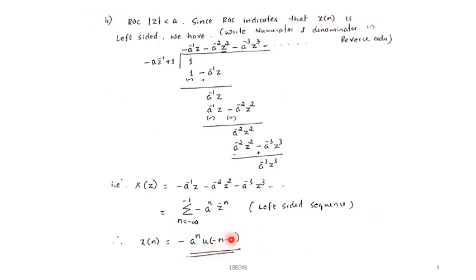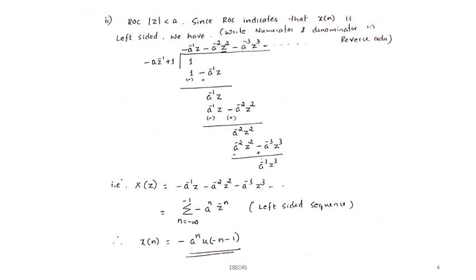So this indicates it is a left sided sequence. Therefore, for ROC mod z less than a, or the less than condition, your x of n will always be a left sided sequence.